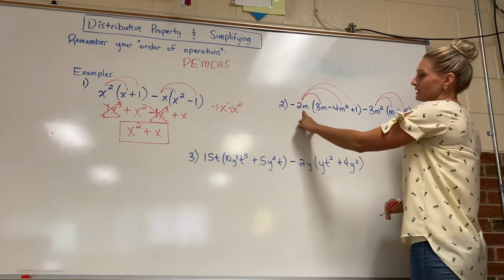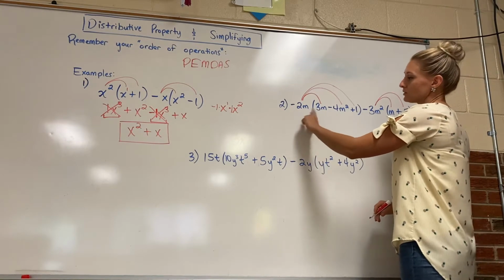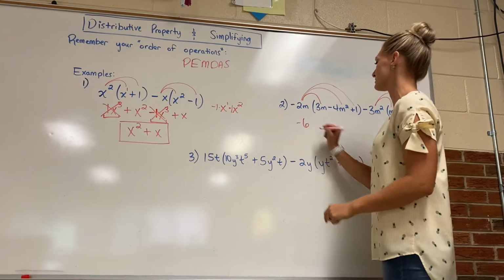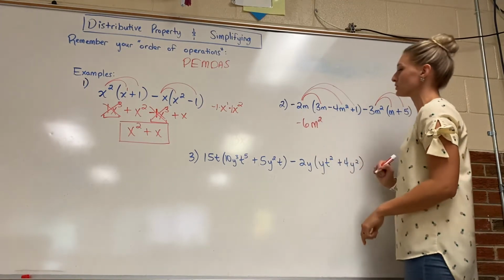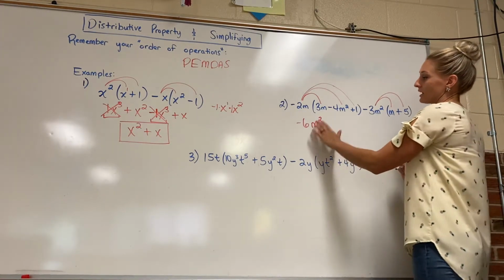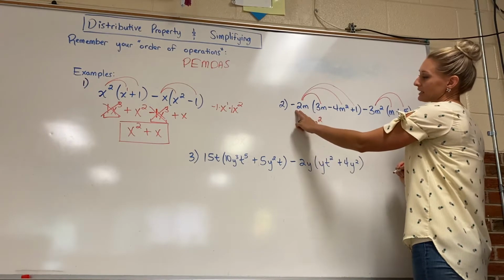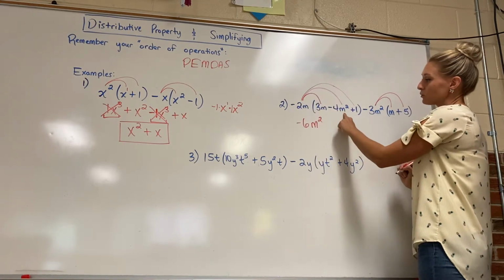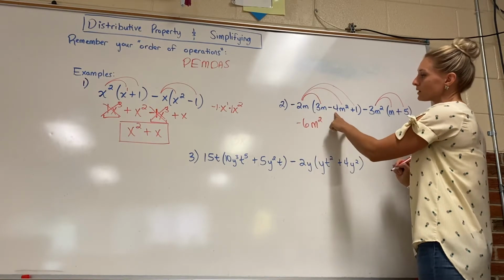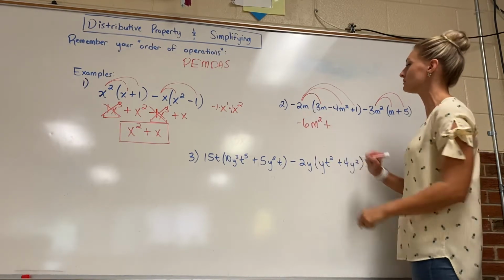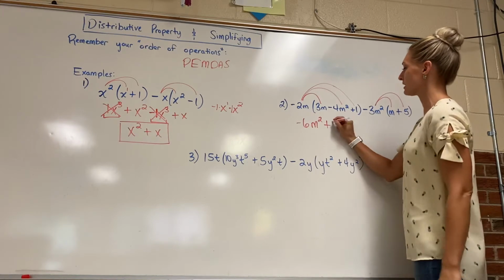So we've got this times the 3m. So negative 2 times 3 is negative 6. M times m is m squared. Remember, you add the exponents. So that's that one. Now we take negative 2m times the negative 4m squared. So numbers first, negative 2 times negative 4. Negative times a negative is a positive. 2 times 4 is 8.